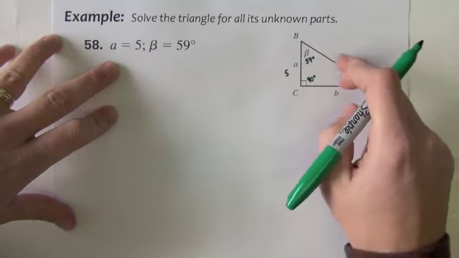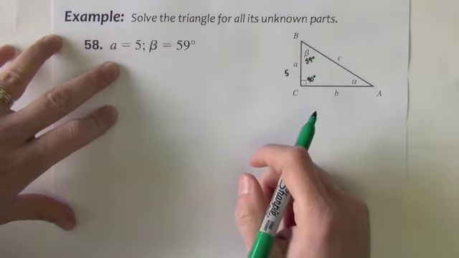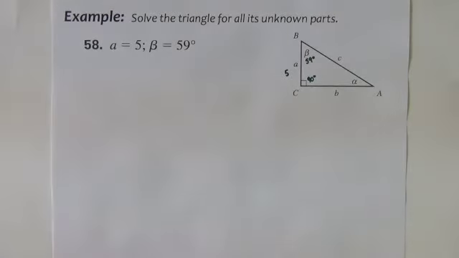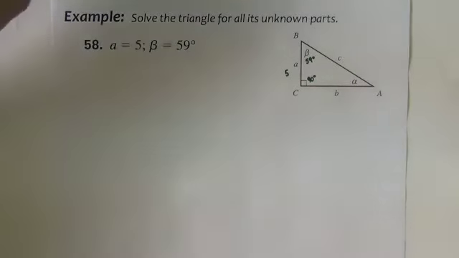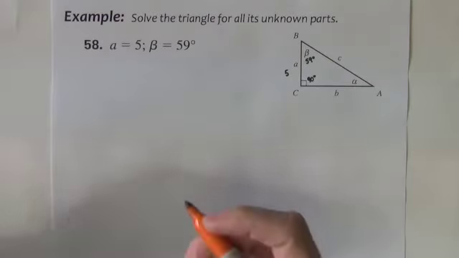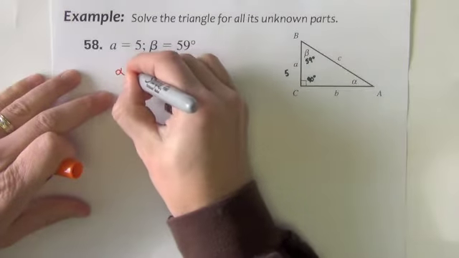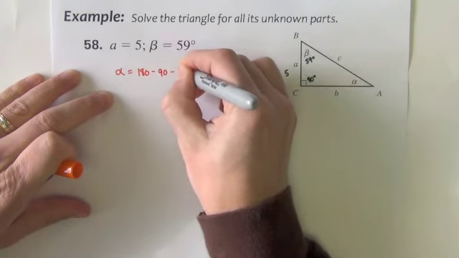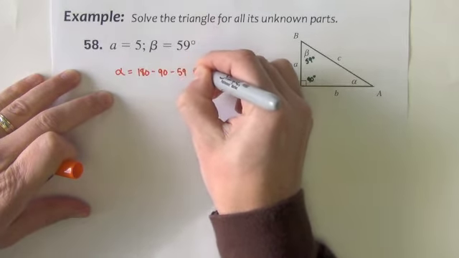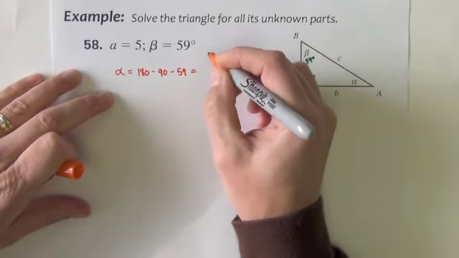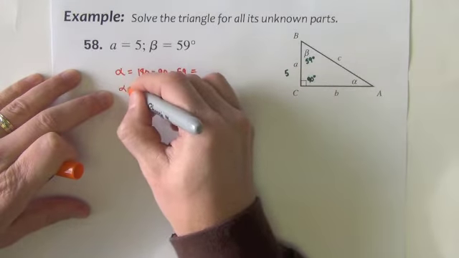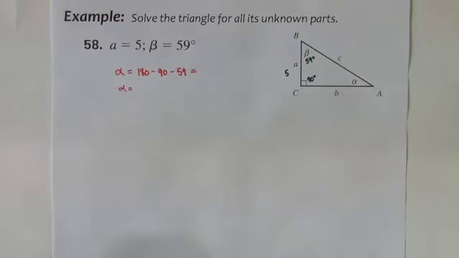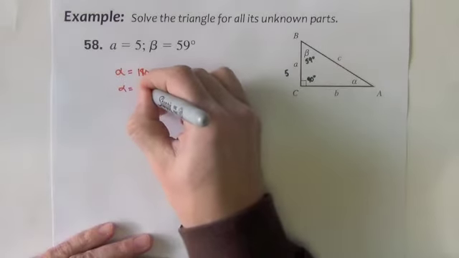I can visually see what I need to find in order to solve the triangle. So I will begin like we did in the last problem. I'm going to find the missing angle first. The angle alpha is 180 minus 90 minus 59. So the angle alpha is going to be 31 degrees.